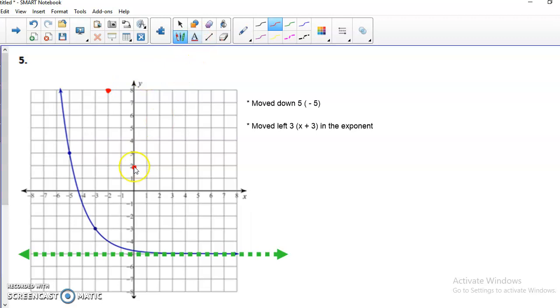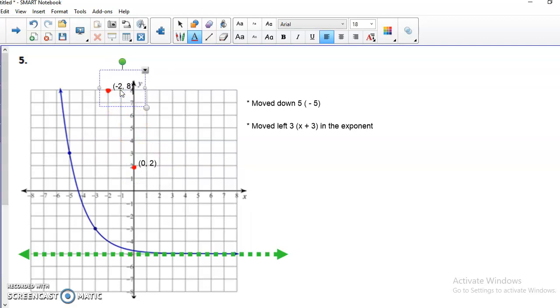Okay, so let's write what these coordinates are. This coordinate here is at 0, 2. This coordinate here is at -2, 8. Okay, so let me write these over here. We have 0, 2 and -2, 8 as two coordinates. So this is where this graph was initially, before it was shifted left 3 and down 5. So we need to base our A value, our initial value, and our growth factor, our B value, on this. So you will see that our y-intercept, our initial value, is at 2.